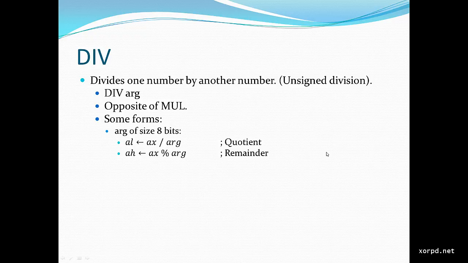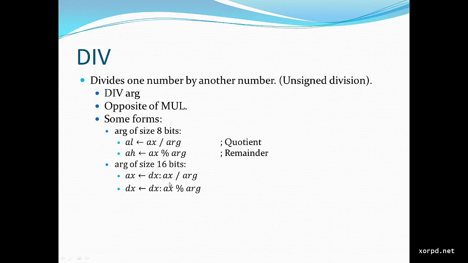The div instruction is pretty interesting. Two things happen at the same time: the division, which gives the quotient, and the modulo, which gives the remainder. The quotient is stored inside al, and the remainder is stored inside ah. The next form is, of course, as you probably expected, argument of size 16 bits. This time, we are going to divide the number represented by dxax by arg.